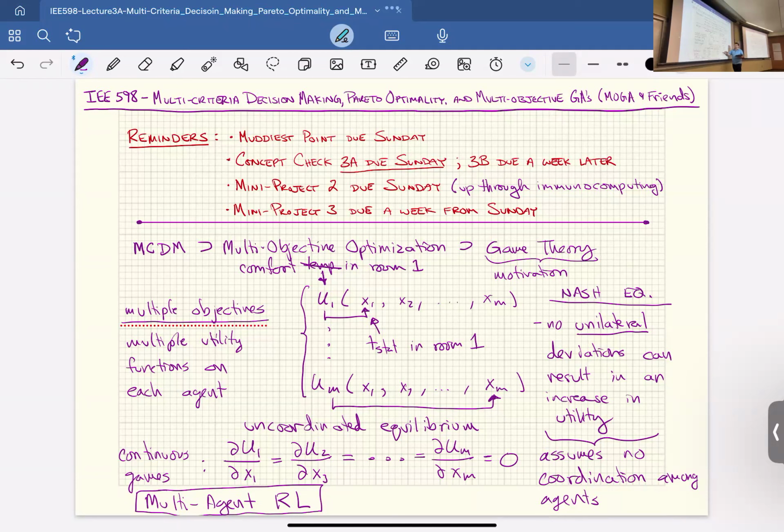Oh no, there's a ton of math behind this, in both continuous games and in discrete games.